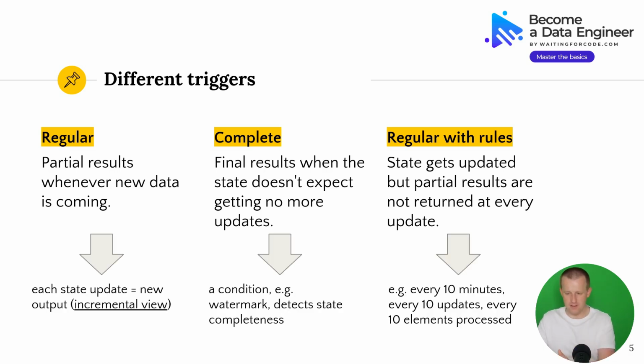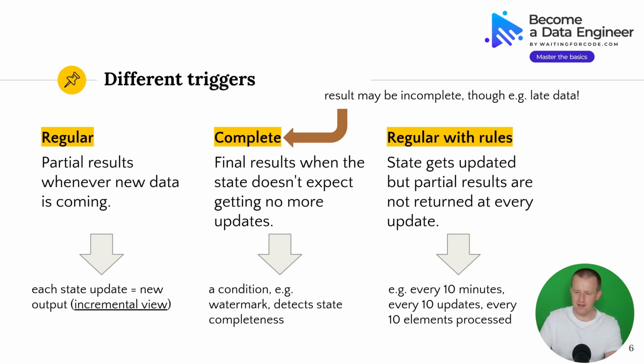So the first one is an incremental view, the emission is continuous. The second one is conditioned by some time-based requirement like watermark, and by the way, the watermark in this scenario is one of the implementations of state expiration on top of state store, if you remember the previous lesson. And the third one is like, every 10 minutes, every 10 updates, every 10 elements processed. But there is a quite a glitch.